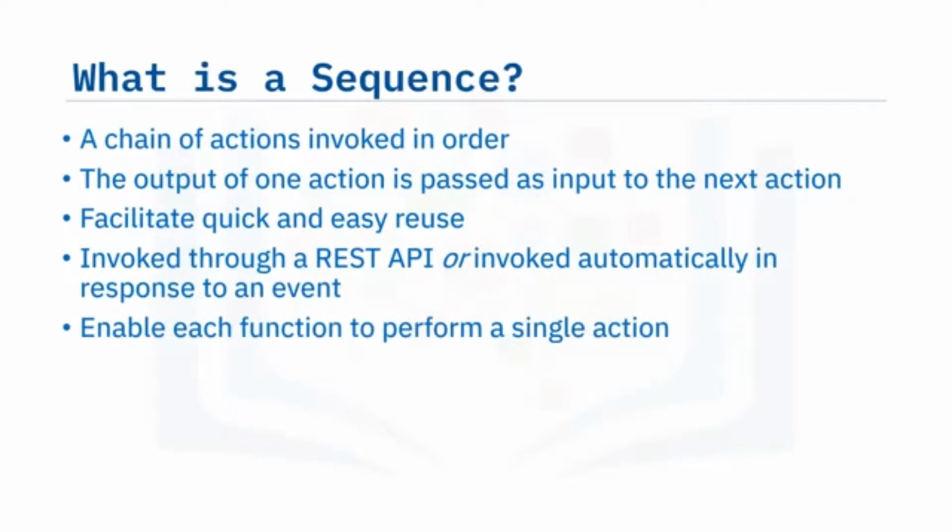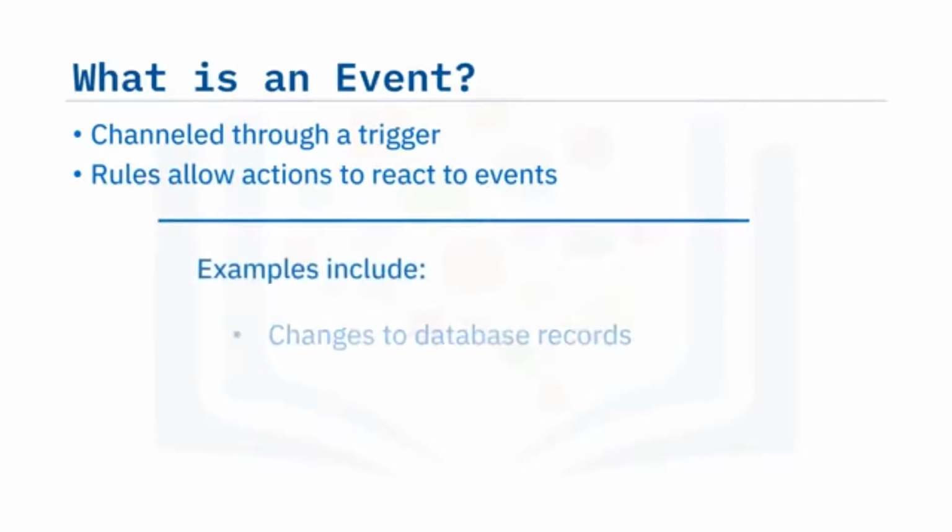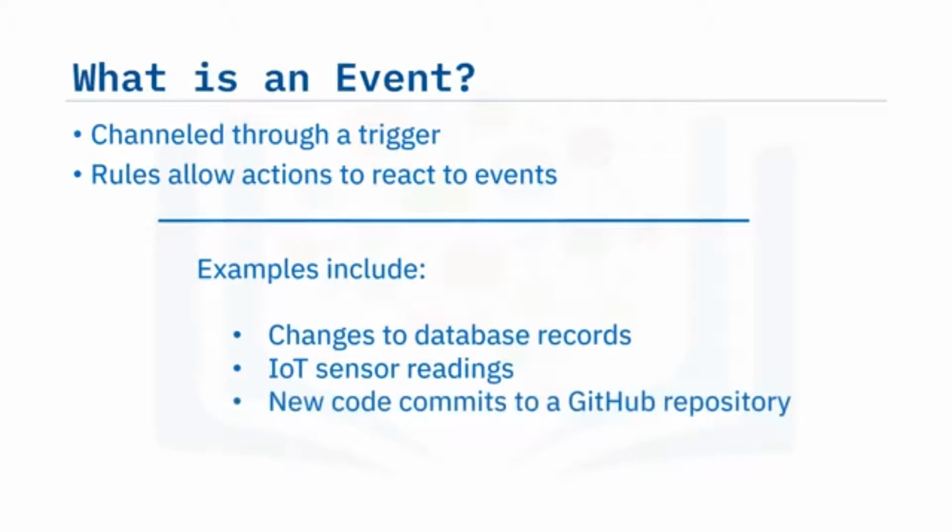Events from external and internal event sources are channeled through a trigger, and rules allow actions to react to these events. Examples of events include changes to database records, IoT sensor readings that exceed a specific temperature, new code commits to a GitHub repository, and simple HTTP requests from web-based or mobile apps.